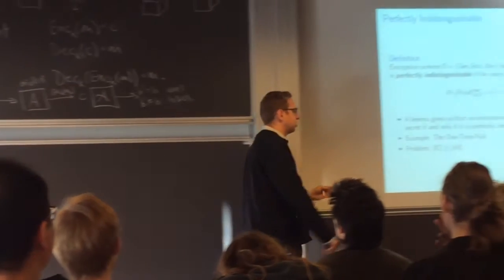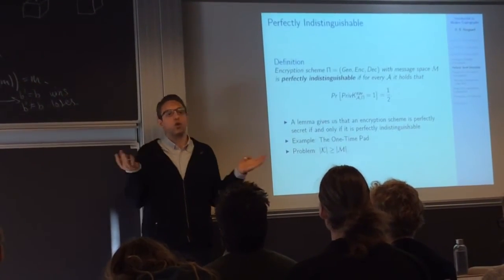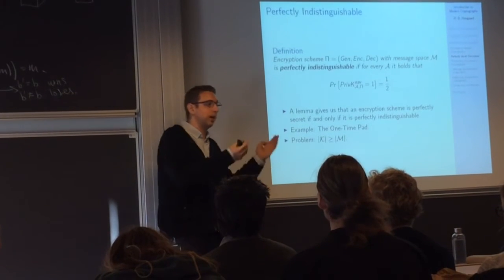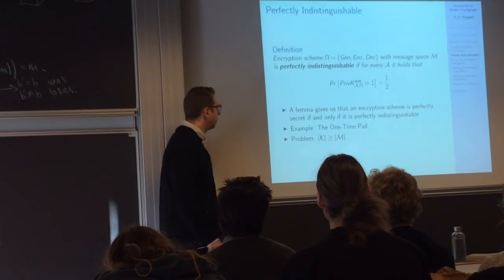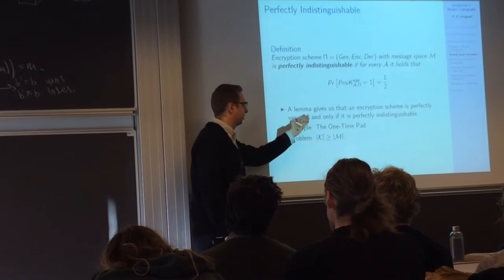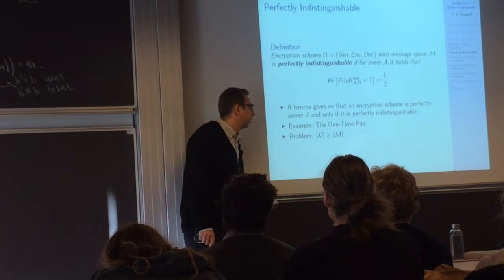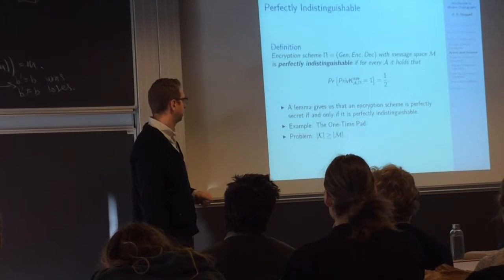This is idealized, but this is in essence what every single form of security that we might cook up actually boils down to. And yeah, so we have a lemma that gives us that an encryption scheme is perfectly secret if and only if it satisfies this probability distribution.